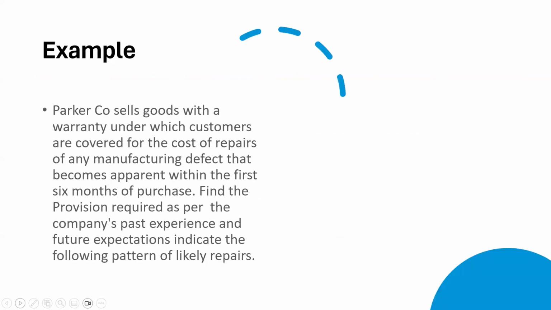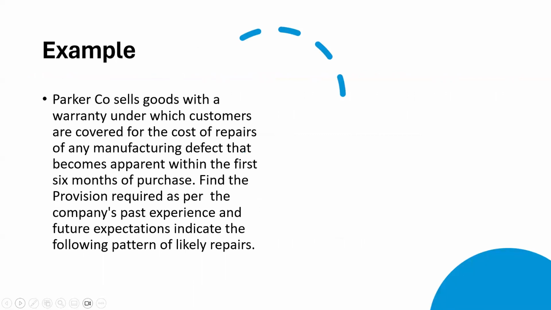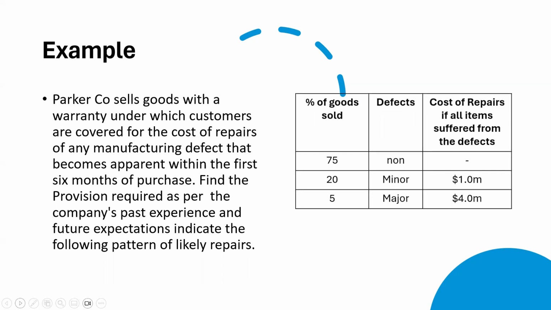Okay, an example: Parker Company sells goods with a warranty under which customers are covered for the cost of the repairs of any manufacturing defect that becomes apparent within the first 6 months of purchase. Find the provisions required. Based on the company's past experience and future expectations, the following pattern of likely repairs applies. For 75% of goods sold, there are no defects, so the cost of repairs is nil.